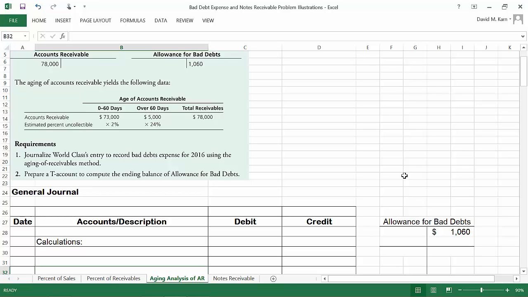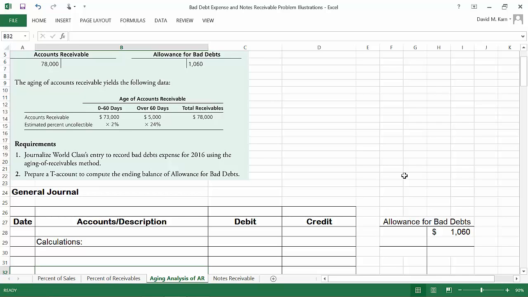In this case, we have a very basic example. We have just two categories: 0 to 60 days past due, and then over 60 days past due. In some cases, you may have a not yet due column. You may have 1 to 30 days past due, 31 to 60, 61 to 90, and so on. So in this case, they made it very simple for you.